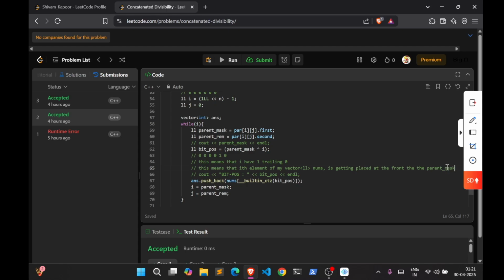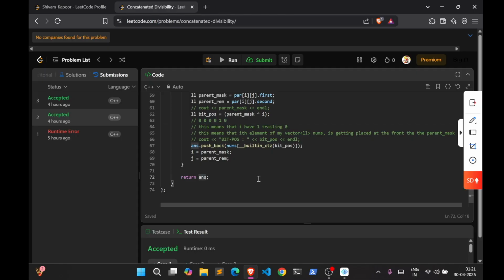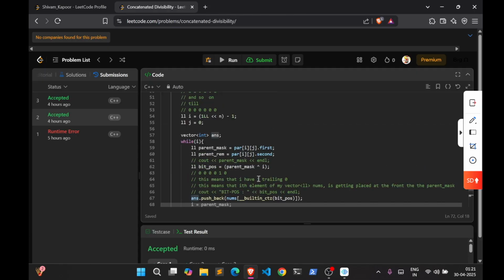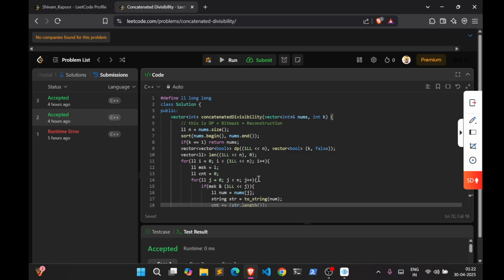So simply, this is the index, the number of trailing zeros. Because this was sorted, I just got that particular number first, and I updated my I to be my parent mask and J to be my parent remainder. Like this, I calculated my answer, which is basically simple reconstruction, and finally returned my answer. So this was the whole idea of this particular solution, which required DP bit masking plus reconstruction.